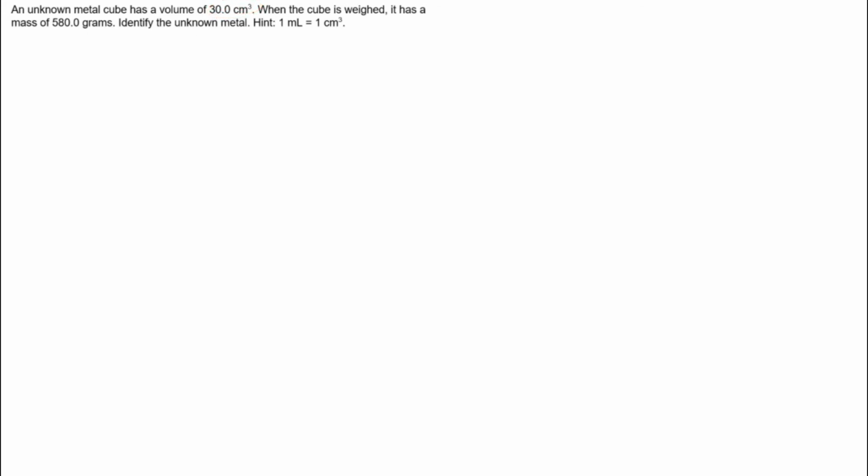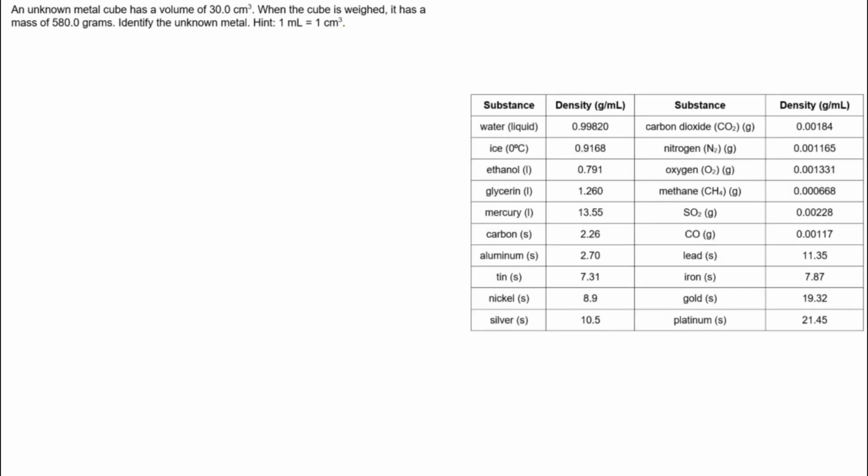Our question reads, an unknown metal cube has a volume of 30 centimeters cubed. When the cube is weighed, it has a mass of 580 grams, and we need to identify the unknown metal. Now we are given a hint. 1 milliliter is the same as a centimeter cubed. Here we have a table of different substances and their densities. Let's calculate the density of this unknown metal.